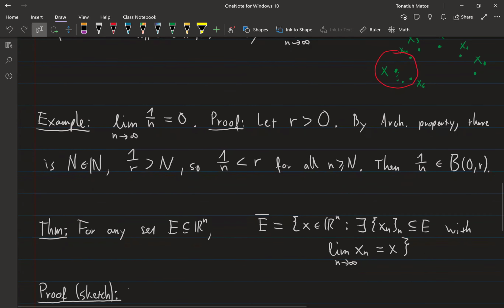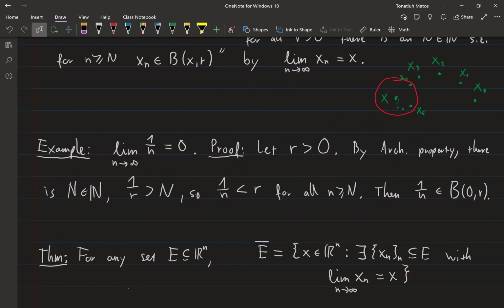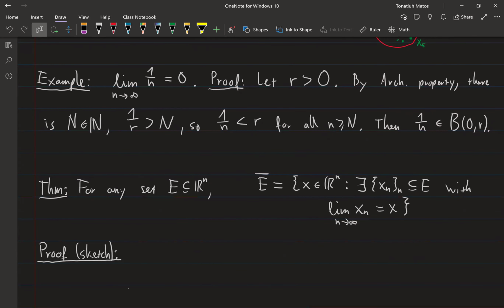Well, here is an alternative way of defining or thinking about the closure of a set in terms of sequences. For any set of real numbers or any subset of Rn, the closure of E is exactly those points that are limits of sequences inside E. Now, I shouldn't perhaps prove this in whole generality, but I do want you to understand this idea.